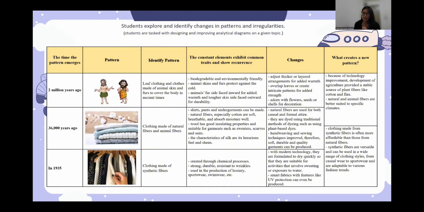As humans, we can produce different characteristics because these are man-made fibers. They are stronger, more durable, and resistant to wrinkles. Therefore, they can be used in a wide variety of products, such as hosiery, sportswear, and even swimwear. The changes of this pattern are that, with modern technology, they are formulated to dry so quickly. And nowadays, even smart fabrics with features like UV protection can be produced.